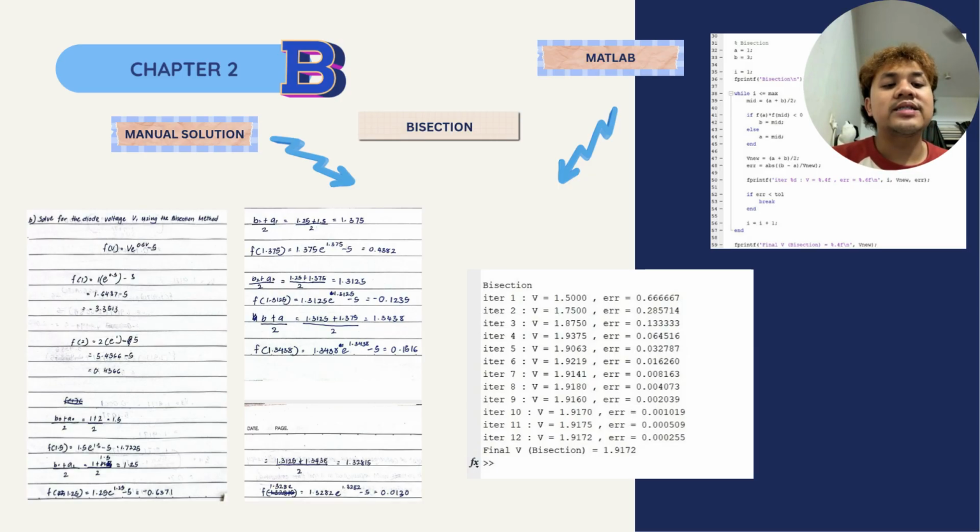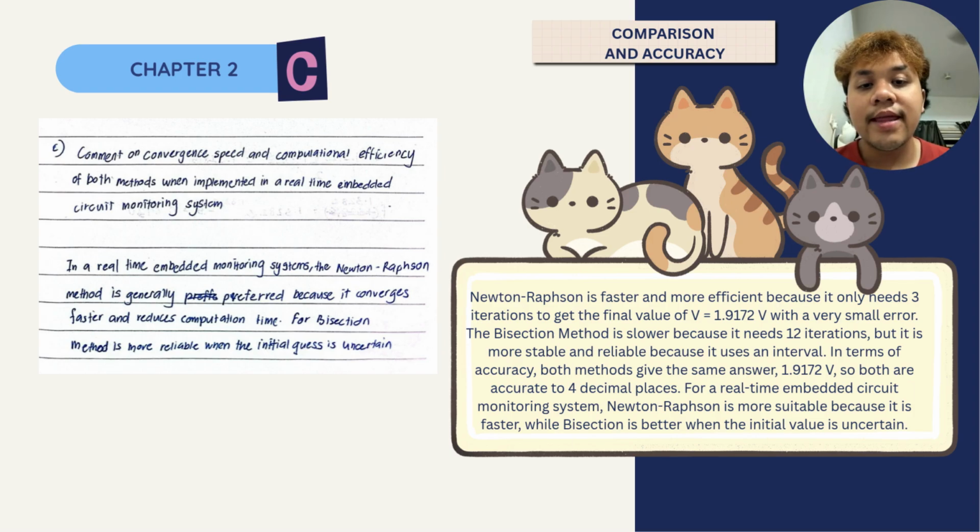Then, I verified the answer using MATLAB. The MATLAB result matched the manual calculation and produced the same final voltage of 1.9172 volts, but it required 12 iterations to converge. Compared to Newton-Raphson, the bisection method is more stable because it always converges if the correct interval is chosen. However, it converges more slowly. So, comparison and accuracy.